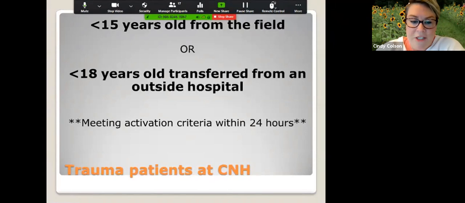Just to review the age limits for our trauma patients at Children's National: it's under 15 years from the field, or under 18 years old that are transferred from an outside hospital, from an ER or inpatient. And again, if the injury happened within 24 hours and it meets criteria, it is a trauma activation.